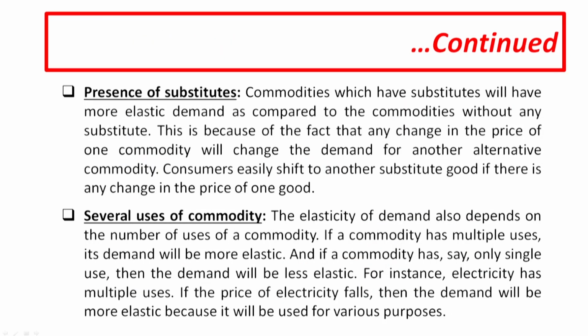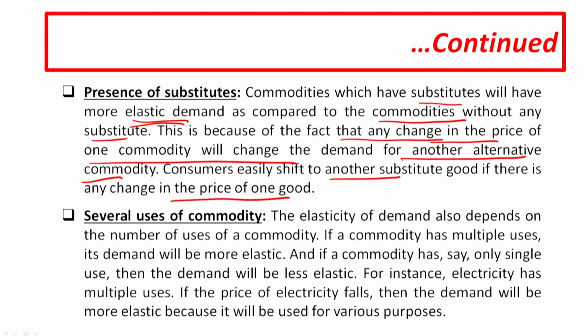Moving further to the next point, presence of the substitutes. Commodities which have substitutes will have more elastic demand as compared to the commodities without any substitute. This is because of the fact that any change in the price of one commodity will bring change in the demand for another alternative commodity. So consumers easily shift to another commodity, substitute goods, if there is any change in the price of one good.